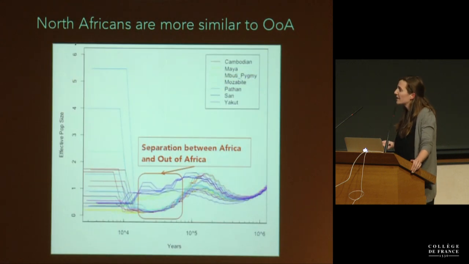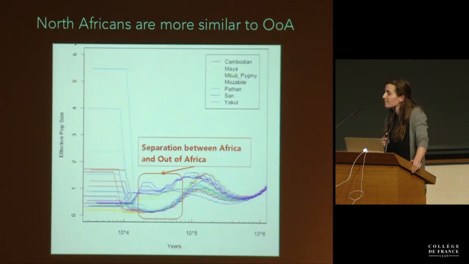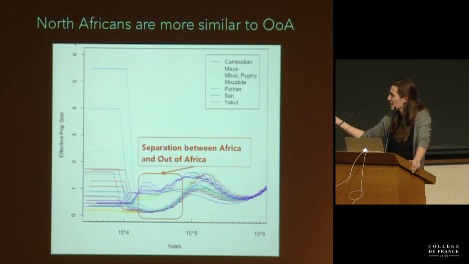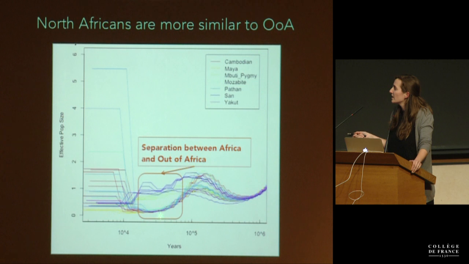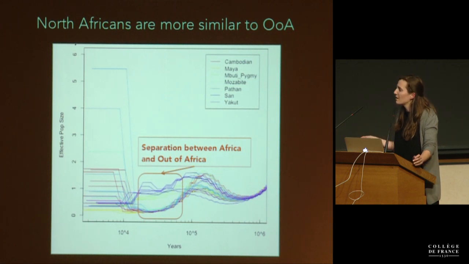This is another plot. This is done with whole genome data, so millions of markers this time. In the x-axis, we have the time in a log scale. So we go from 1 million years ago, 100,000 years ago, and 10,000 years ago. And in the y-axis is the effective population size times 1,000.